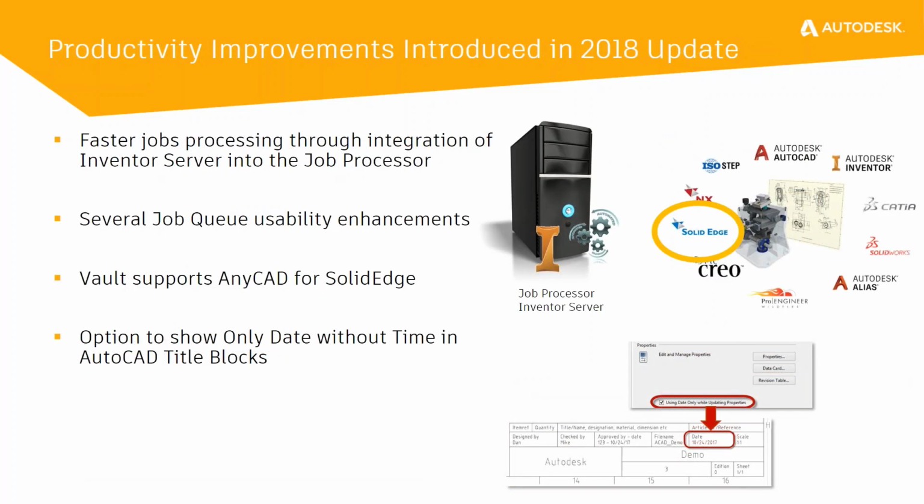And as a reminder, let's quickly look at some of the improvements introduced in Vault 2018.1 and .2. The job processor now uses Inventor Server for processing jobs. This doesn't require an Inventor license nor an additional Inventor installation. The AnyCAD functionality has been expanded to allow you to leverage Solid Edge files in your Inventor designs, and users now have the option to show the date values without the time when they place the date property in the AutoCAD drawing.